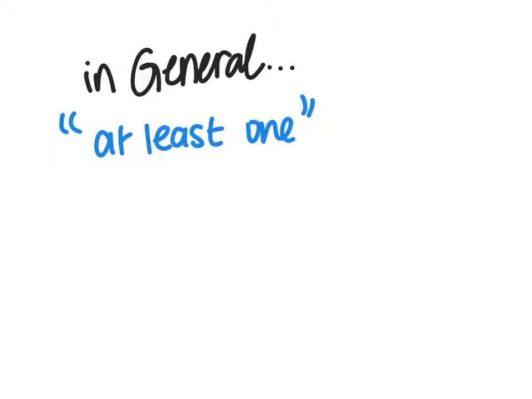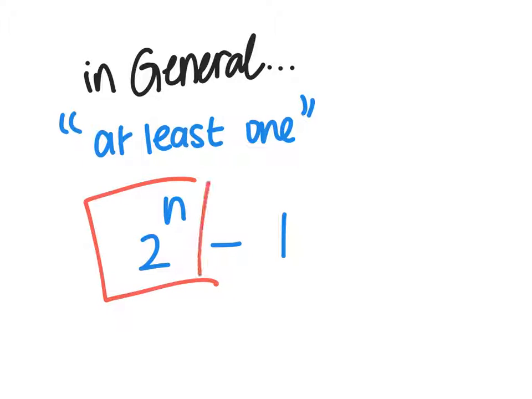In general, if a question says that you can choose at least one item, you can use 2 to the power of n minus 1. If it doesn't say at least one, but you can still use all the possible subsets, then you can just use 2 to the power of n.